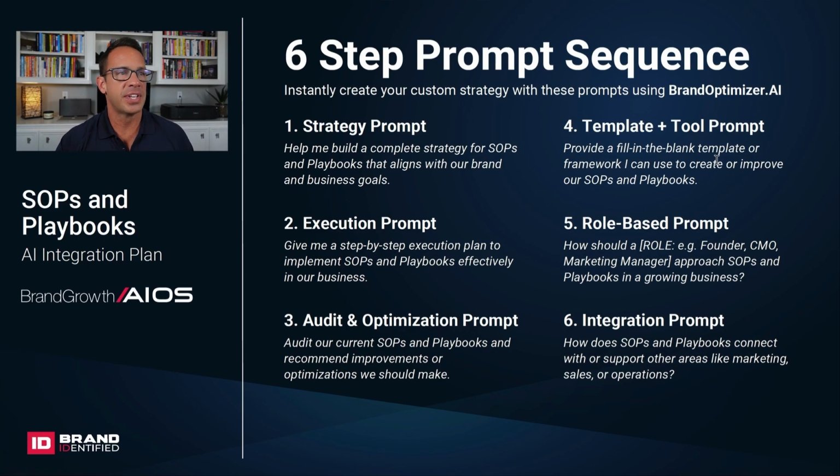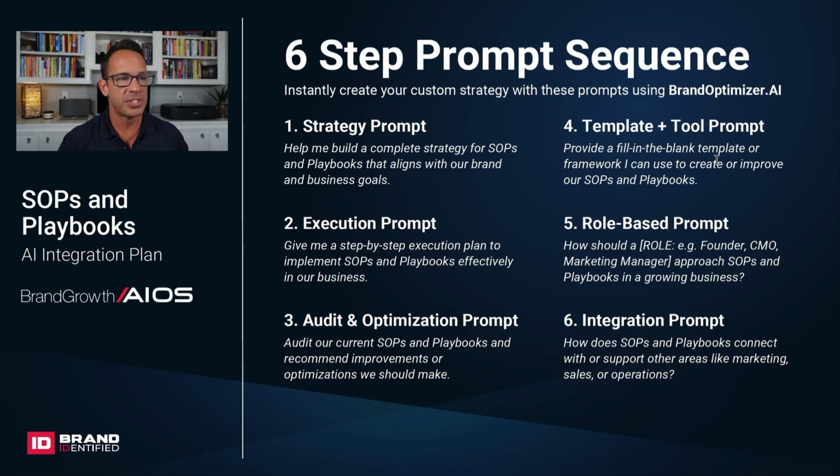So moving on here, this is a 6-step AI prompt sequence that I built out for you that you can also use over at BrandOptimizer.ai to instantly create your custom strategy for your business. So prompt number 1 here, this is your strategy prompt, and that is help me build a complete strategy for SOPs and playbooks that aligns with our brand and our business goals.